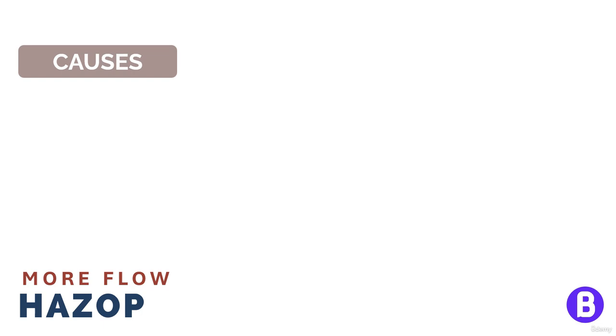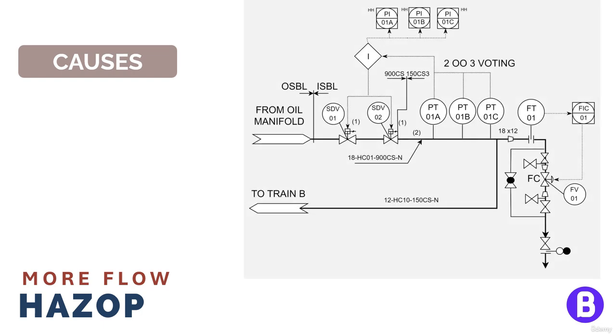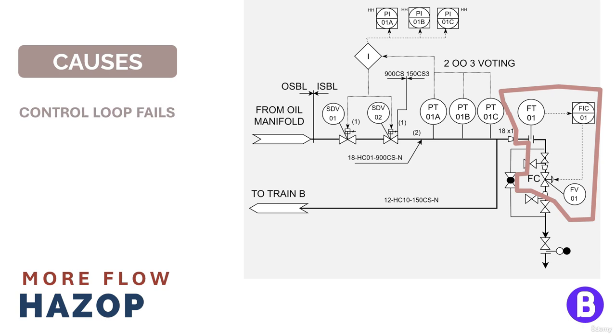Now let's come to another deviation, which is to have more flow. The cause here shall be mainly due to more flow from feed or that the control valve is in the open position, whether due to mechanical failure or a control loop failure, or because we are now considering changing the valve fail action to fail in the open position if the instrument air was cut.